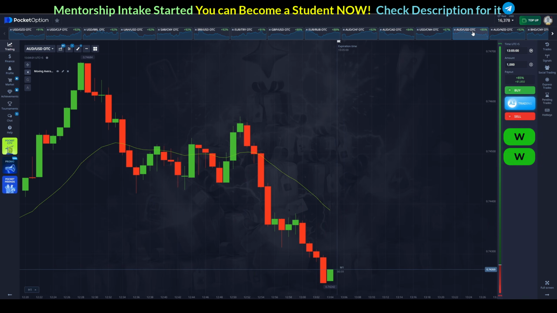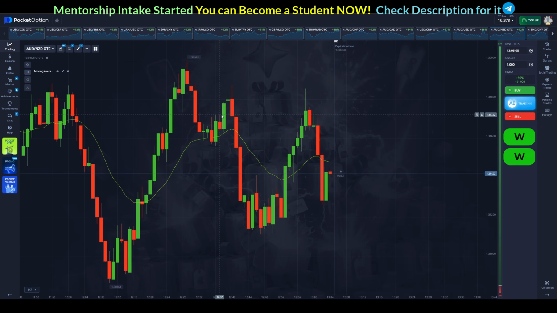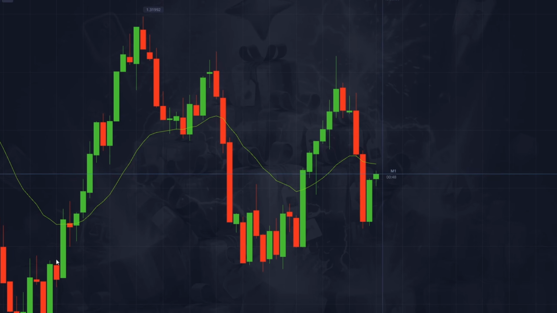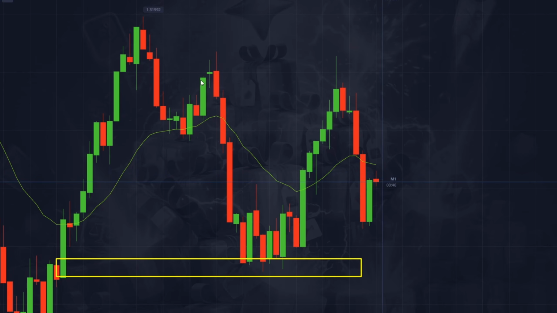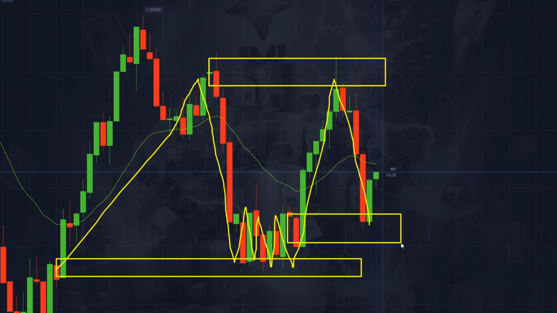Okay, this one also bullish. See, the market keeps switching between supply and demand. What do I mean by that? Look, this is a demand, this is a supply. The market is just switching between them like a ping pong. And the next area touching this one, it's another demand.